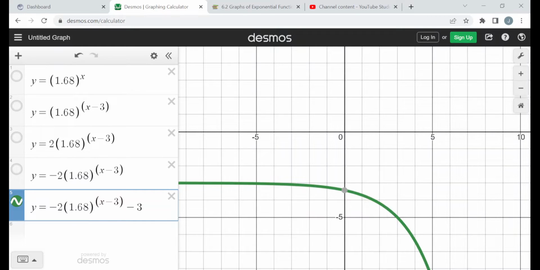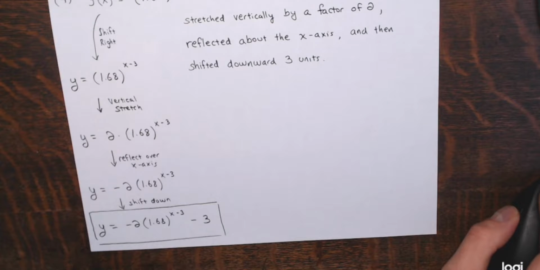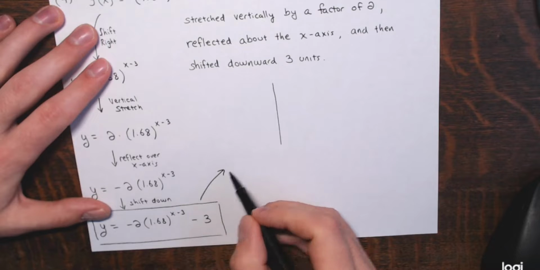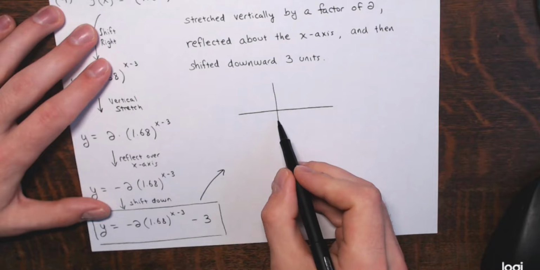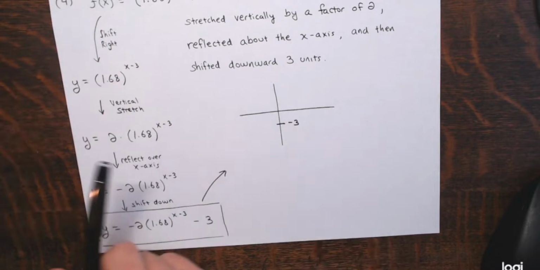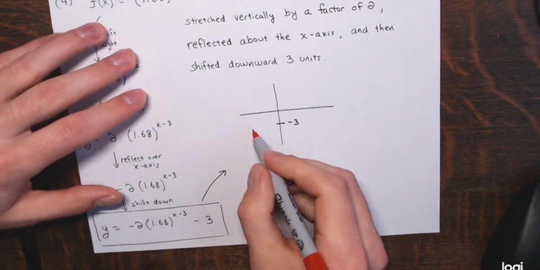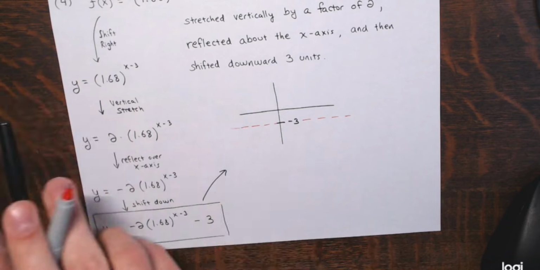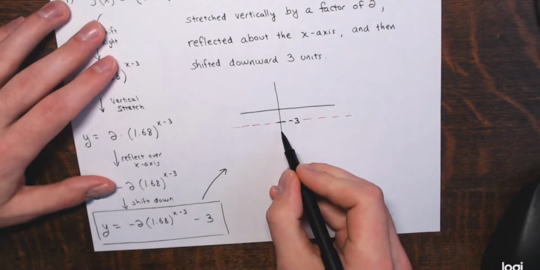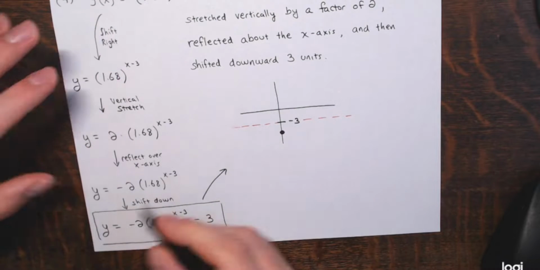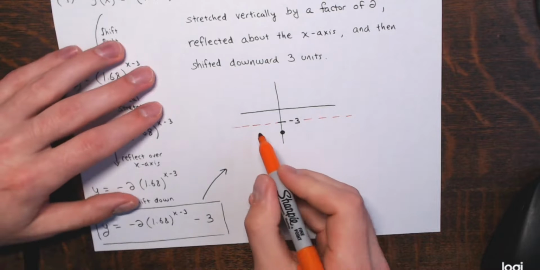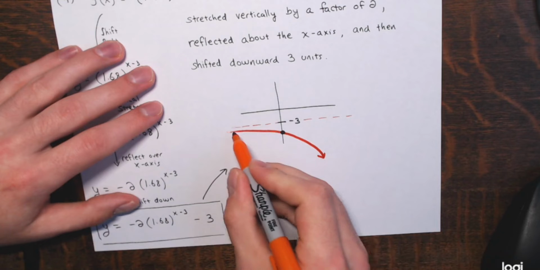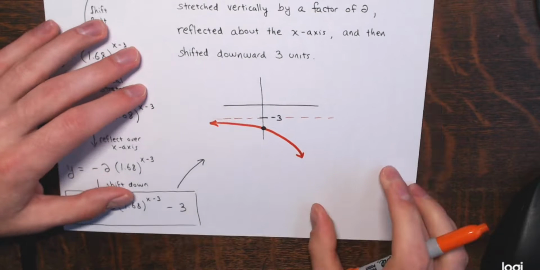And once again, I'll make a very rough sketch of this off to the side here. Here's negative 3 on the y-axis. That's where your asymptote's going to be. The y-intercept was negative 4 something, negative 3.422 I think, and it was going down as you move from left to right, something like that.